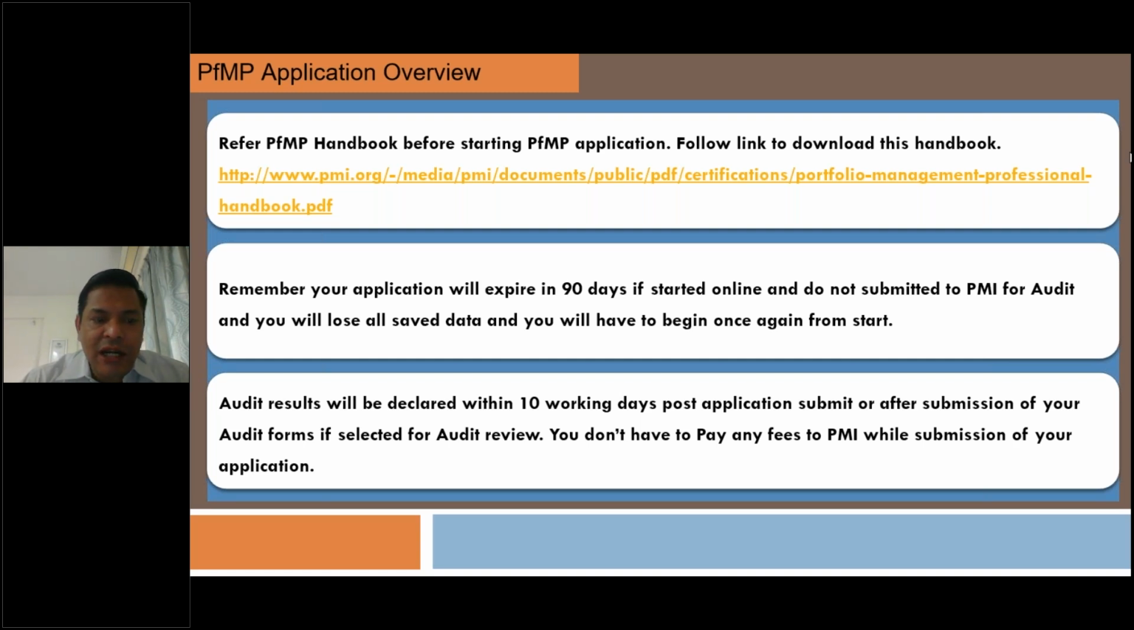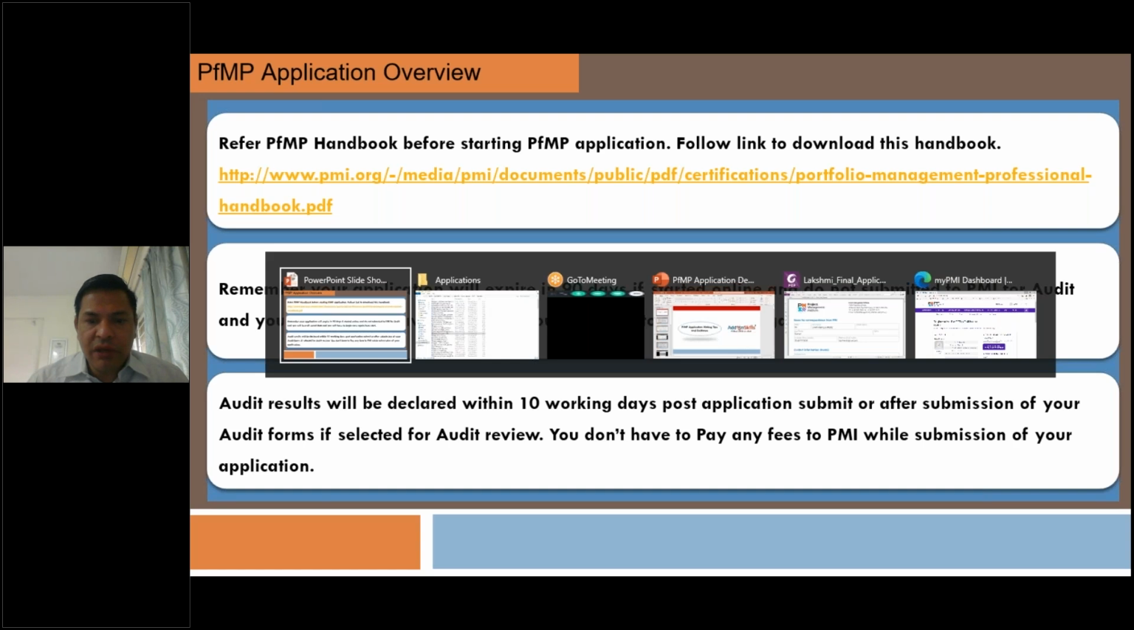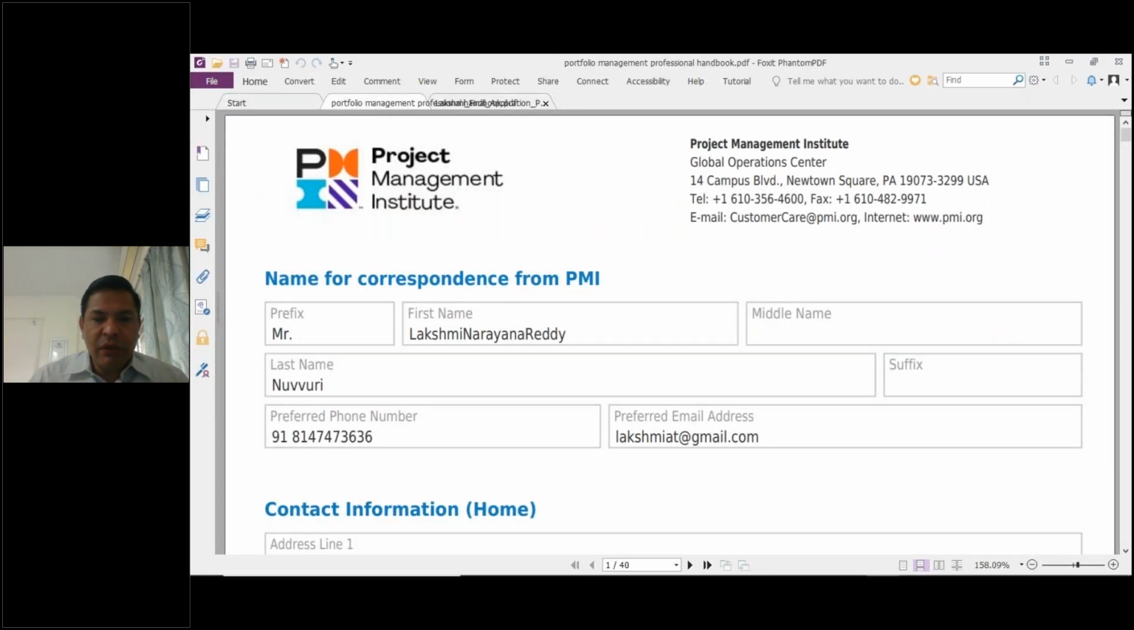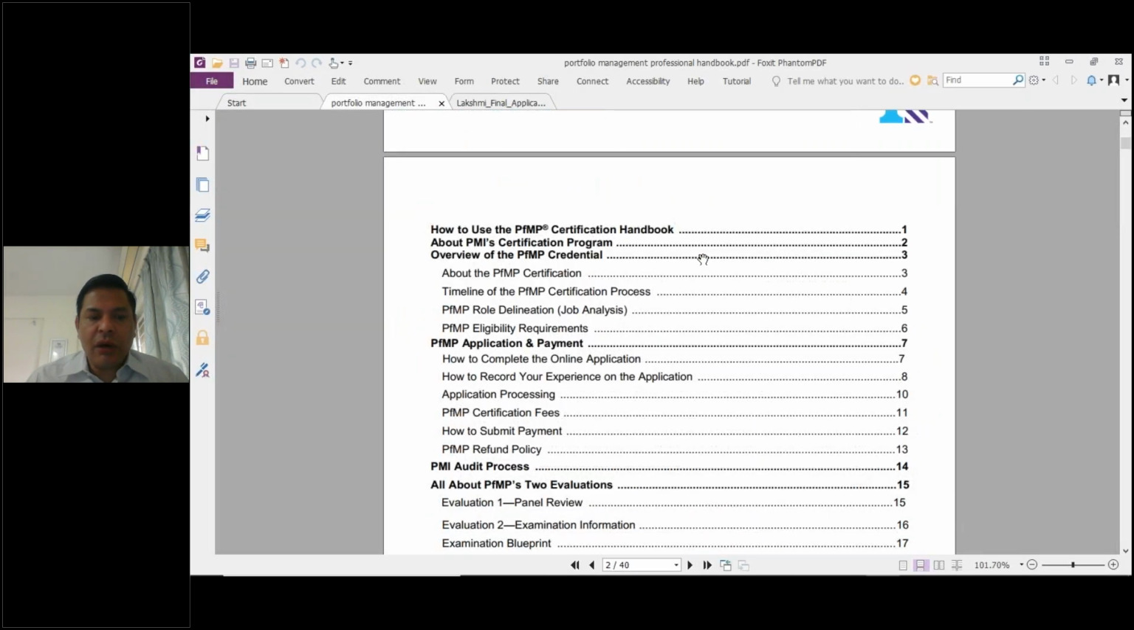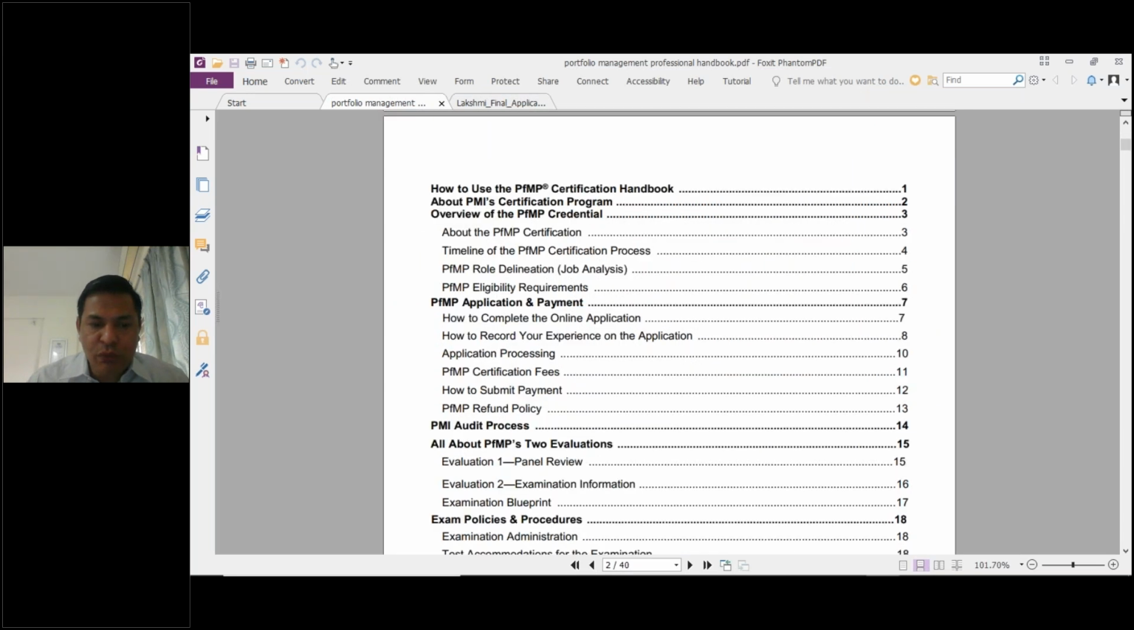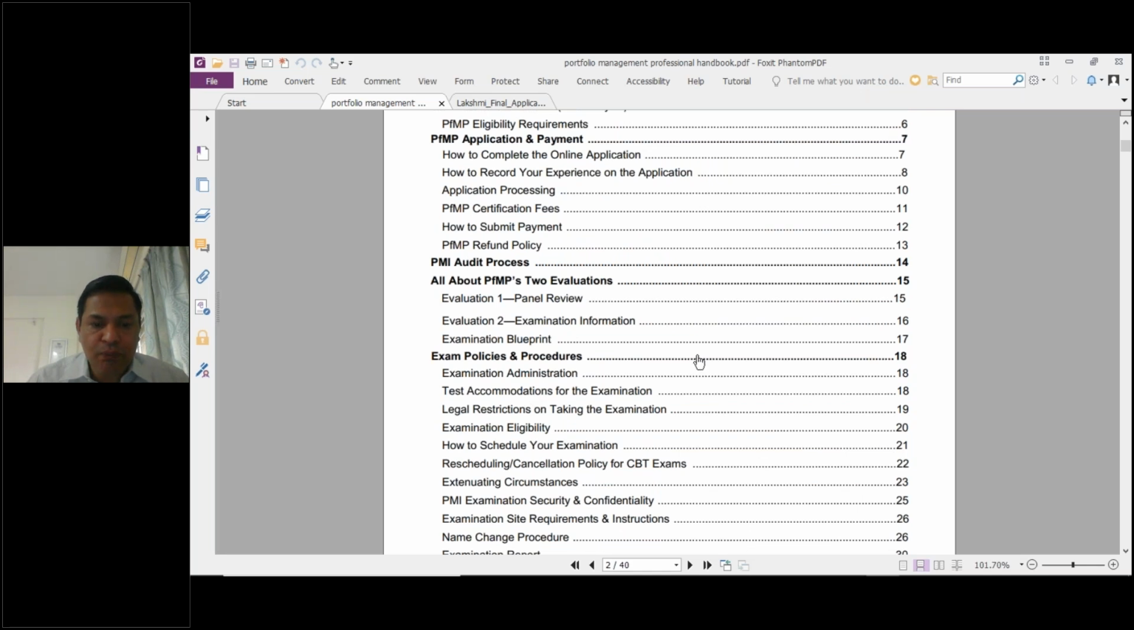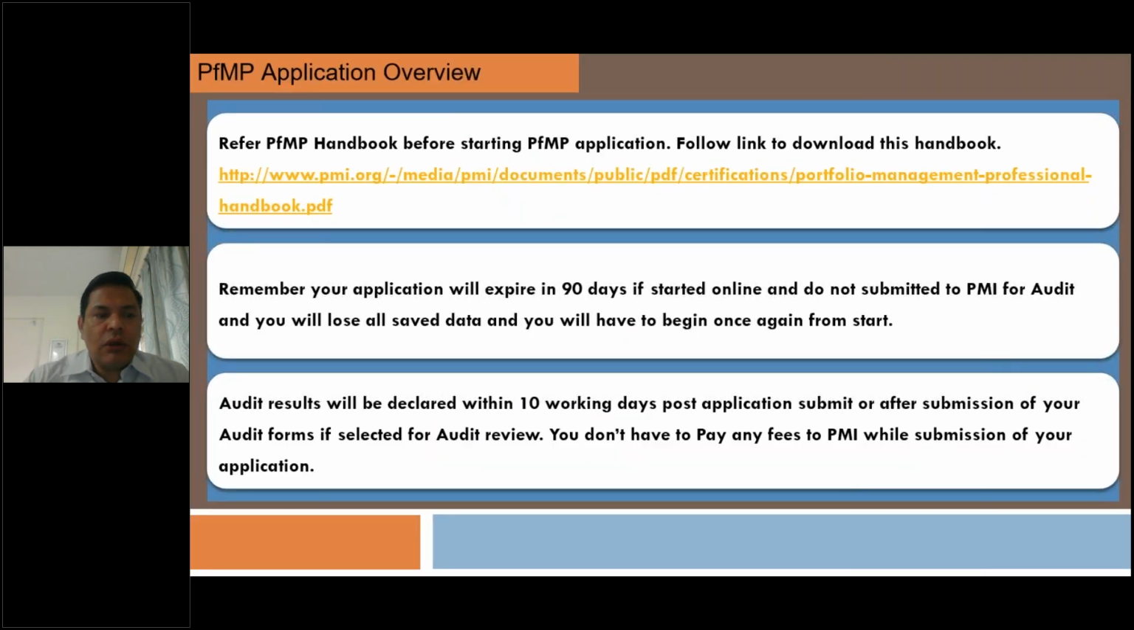Friends, I can also show you the PfMP handbook. If you could see, this is the PfMP handbook, which has all the information about the PfMP application, the payment, the audit process, the panel review process, and the exam policies and procedures. I will share this handbook. You can also download it. It is free even if you are not a PMI member. I'm going to share this with you, along with the presentation and this recording, once we complete this session.